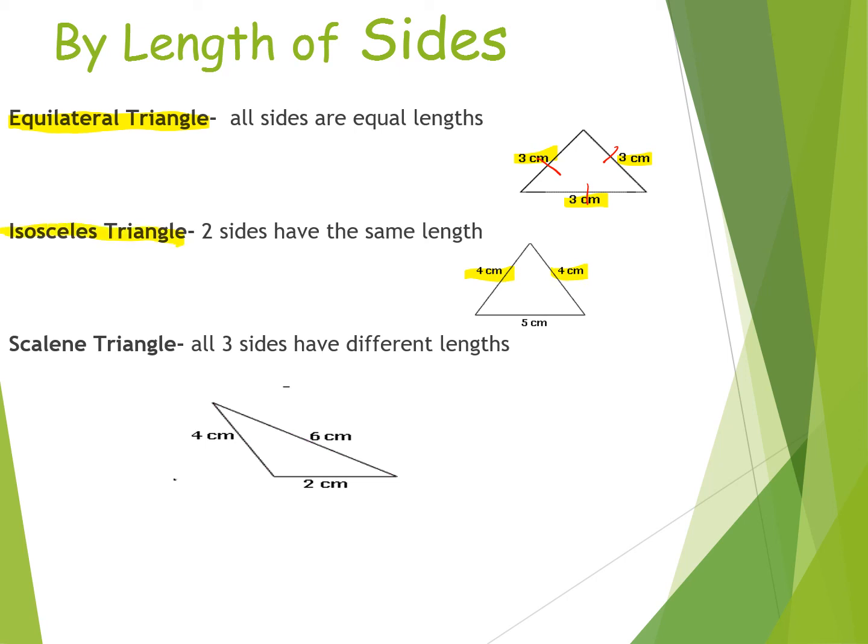Two sides are equal, and we signify that by putting the symbols like that. Notice that this one down the bottom here does not have any lines on it. These two are the same. And last, we have a scalene triangle. And a scalene triangle tells me that all three sides are different lengths.